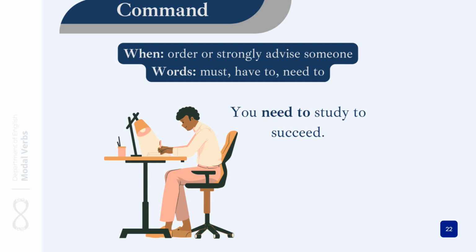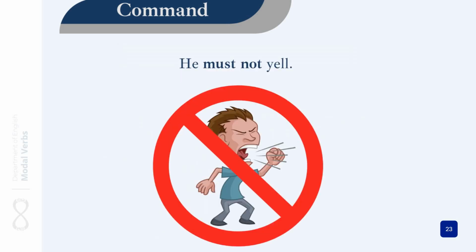Modal verbs can be used to make a command. This is when we want to order or strongly advise someone to do something. Words like must, have to, need to, these can be used to give an order or really strongly tell someone that you think something is a good idea. You need to study to succeed. This is necessary. You must do it in order to be able to succeed. He must not yell.